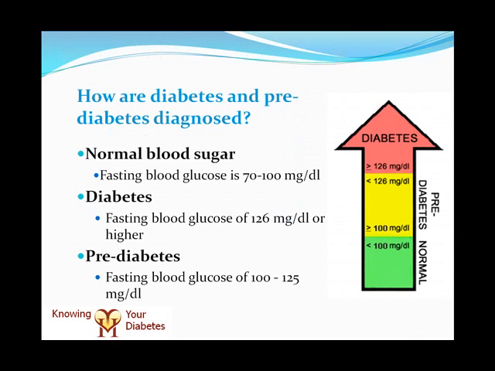How do we check and diagnose diabetes? Well, a normal blood sugar is a fasting blood glucose of between 70 and 100. If you have diabetes, your fasting blood sugar or glucose typically will be greater than 126. And if your fasting blood sugar is between 100 and 125, you have what's called pre-diabetes or metabetes, or the metabolic syndrome.